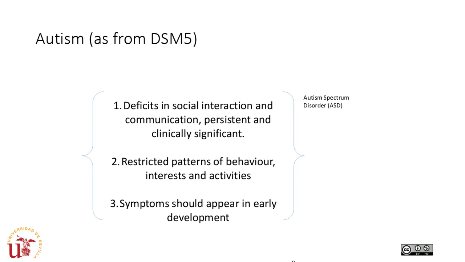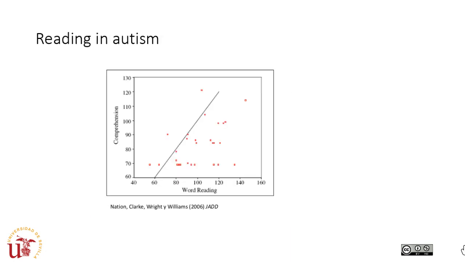So going back to what I was saying, reading itself is not in the definition of autism. However, there are some studies that have found what we call a specific reading profile in many individuals with autism. And I'll explain this with this graph. So here you have standardized word reading scores. In other words, decoding on a standardized test.